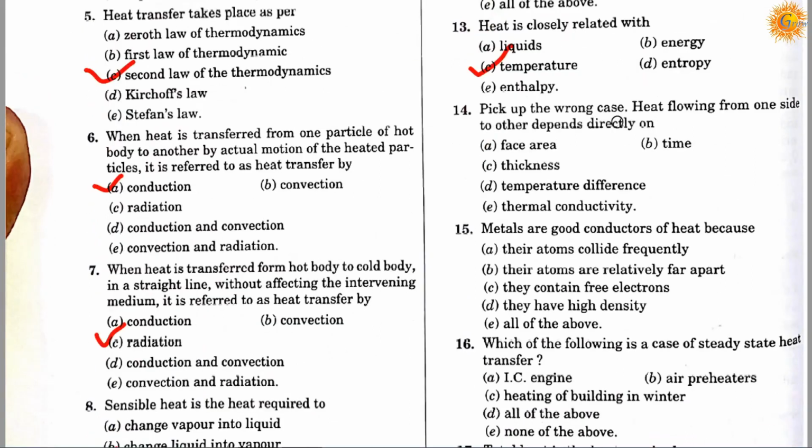Pick up the wrong case. Heat flowing from one side to other depends directly on option A, face area, option B, time, option C, thickness, option D, temperature difference, option E, thermal conductivity. So the correct answer is C, thickness, that is the wrong case. Heat flowing from one side to another depends directly on face area, time, temperature difference and thermal conductivity, but not thickness.